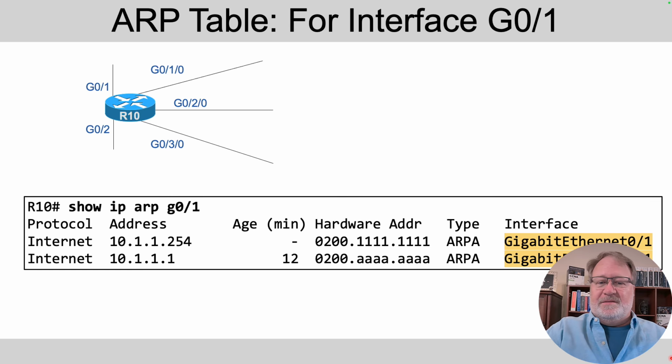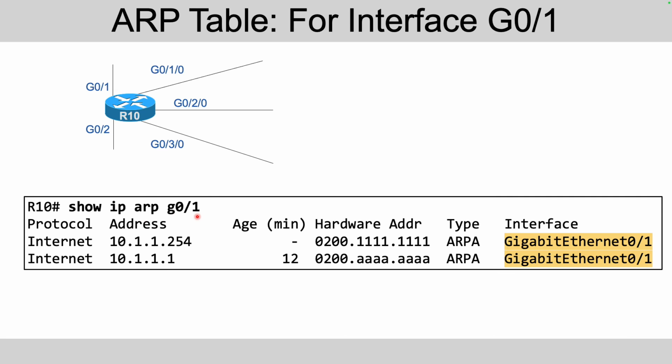Now for entries that are learned dynamically for endpoints that are connected to those subnets, you'll see output like this. For instance, consider interface gig01 off router R10. You can do the show IP ARP command, and if you want to, you could even list the interface ID. And that only lists ARP entries for that interface. In this case, that interface is connected to subnet 10.110/24, so we'd expect to only see IP addresses in that subnet here. In this case, we've got the router's own IP address. We know that because of the dash here in the age column. It tells us, hey, that one doesn't time out. Whereas 10.111 would be some device in that subnet.